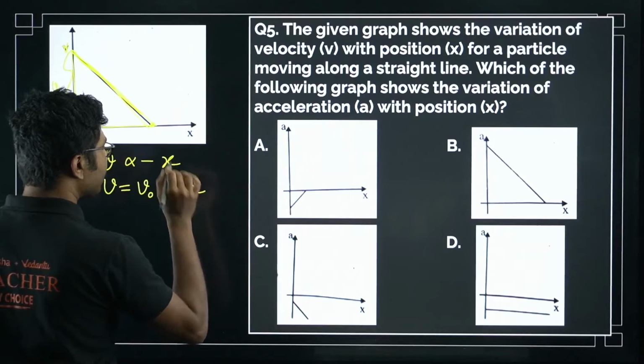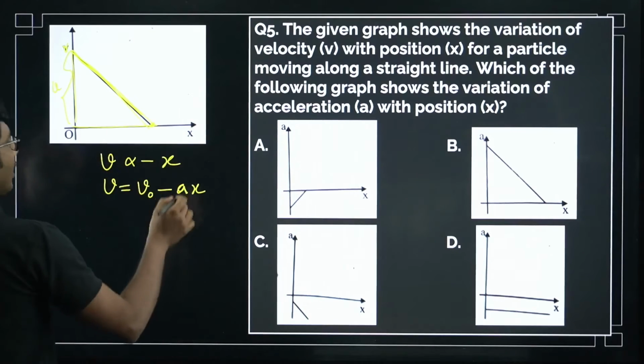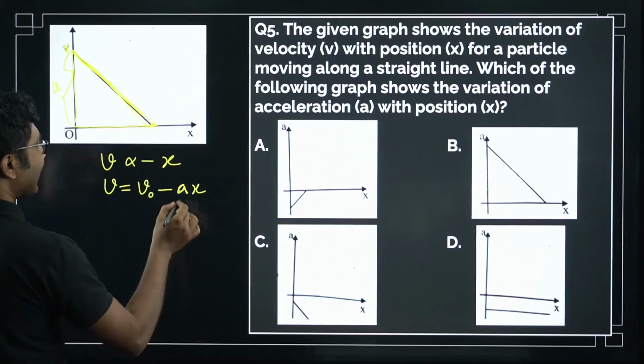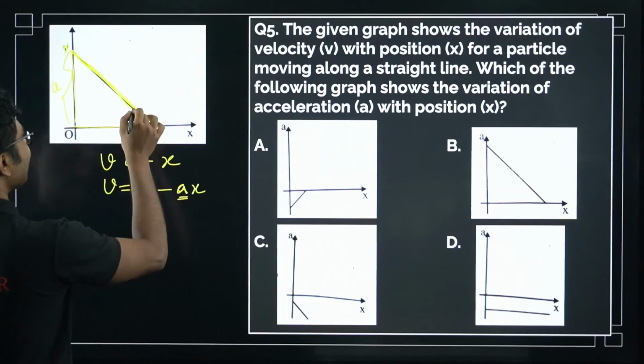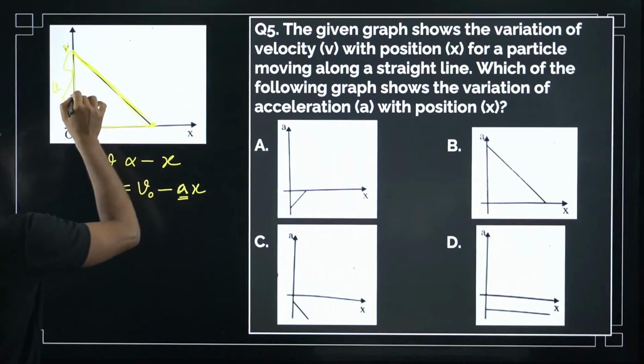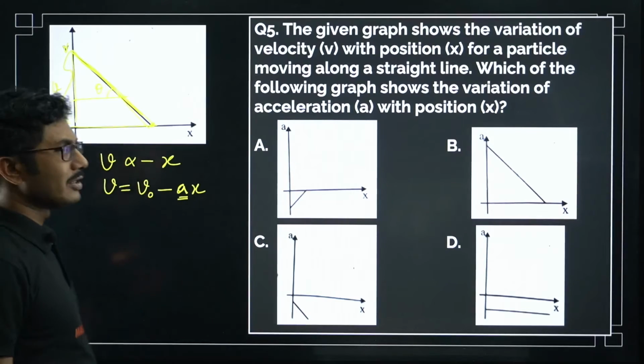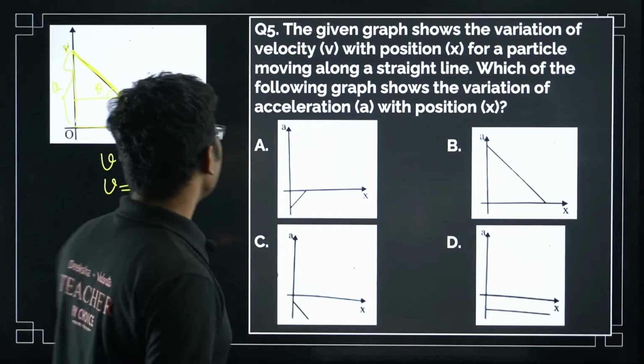So a is the constant of proportionality, and from this graph we can see that this a is nothing but the slope of the graph. If you take delta y and delta x, this is the slope of the graph, theta, and because theta is on the opposite side, it is negative.